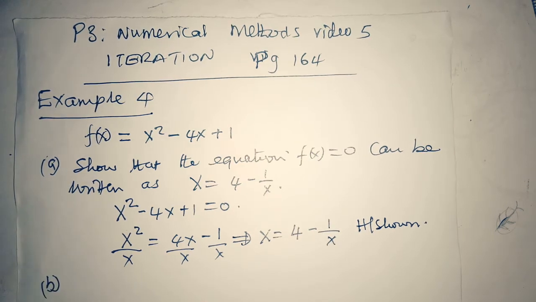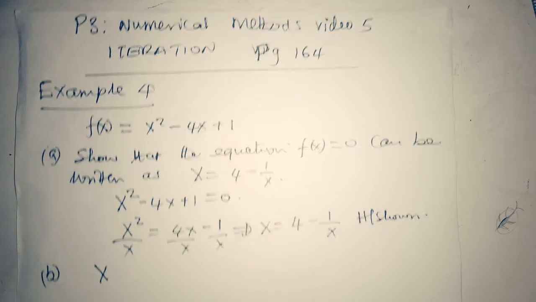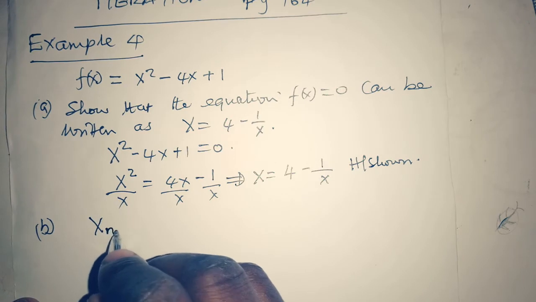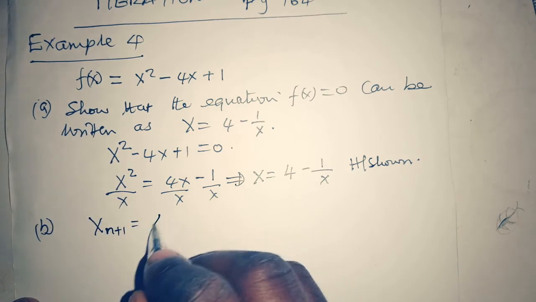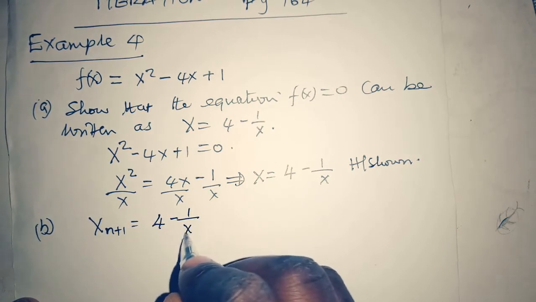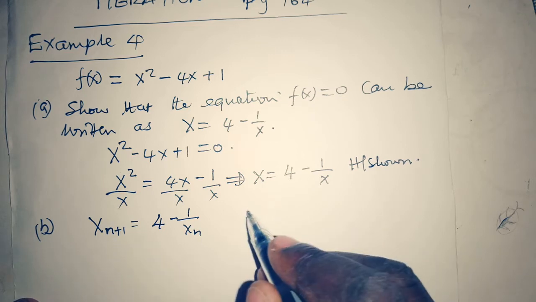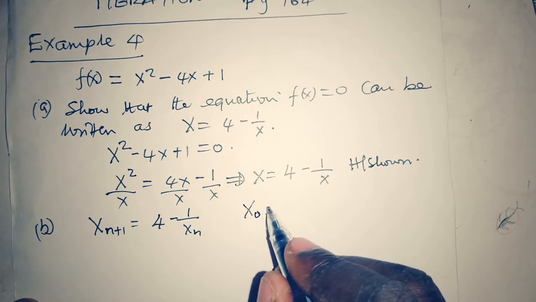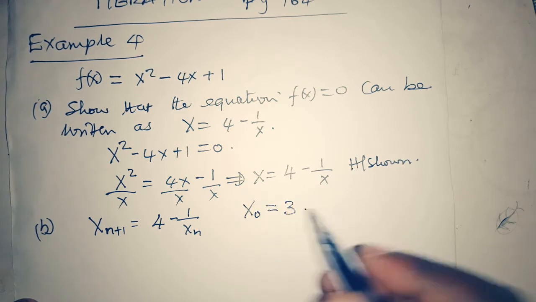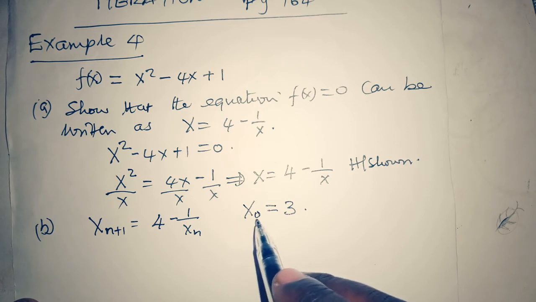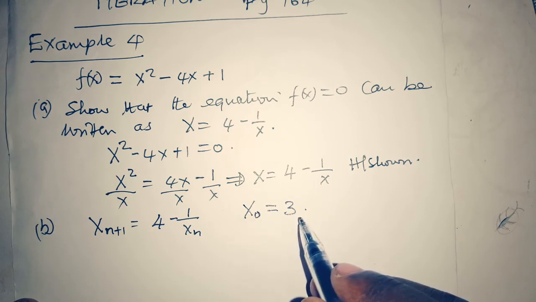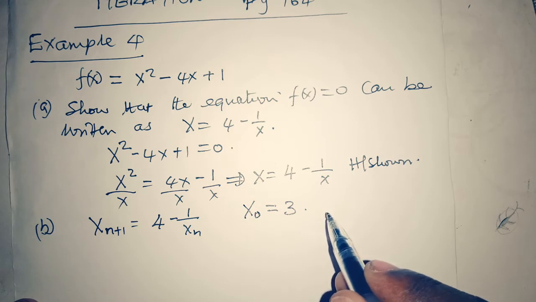Part B: use the iterative formula x(n+1) = 4 minus 1 over x(n). Please remember, n stands for position. And we are told to start with x0 equal to 3. When we are talking about x0 equal to 3, at this particular point n is equal to 0.